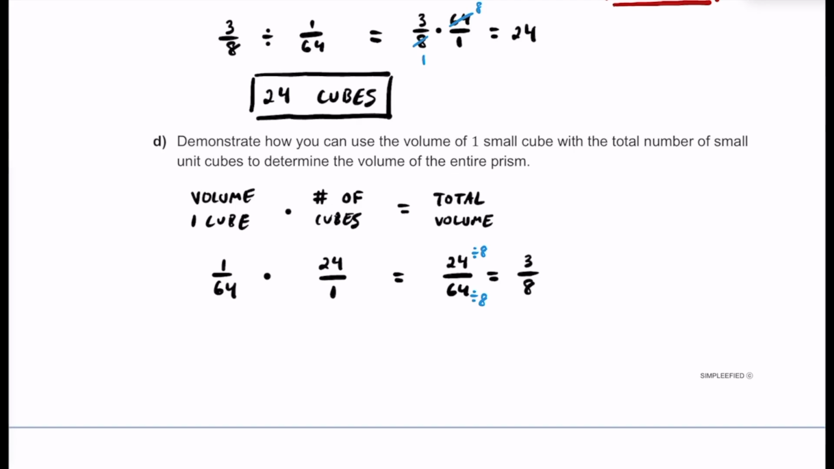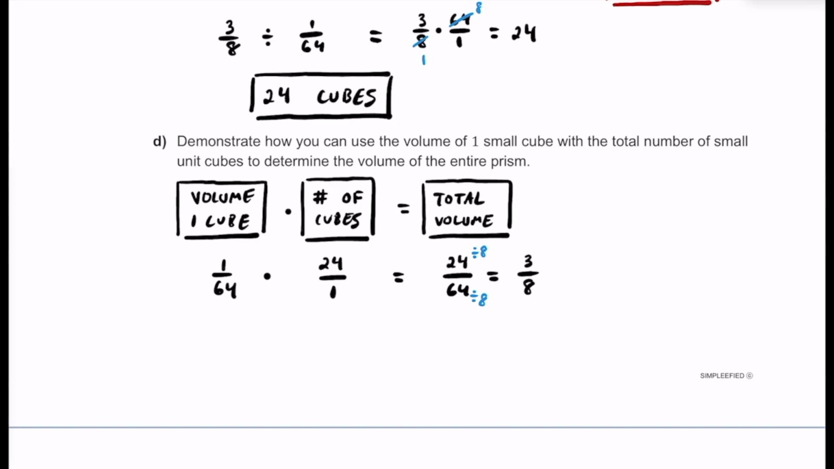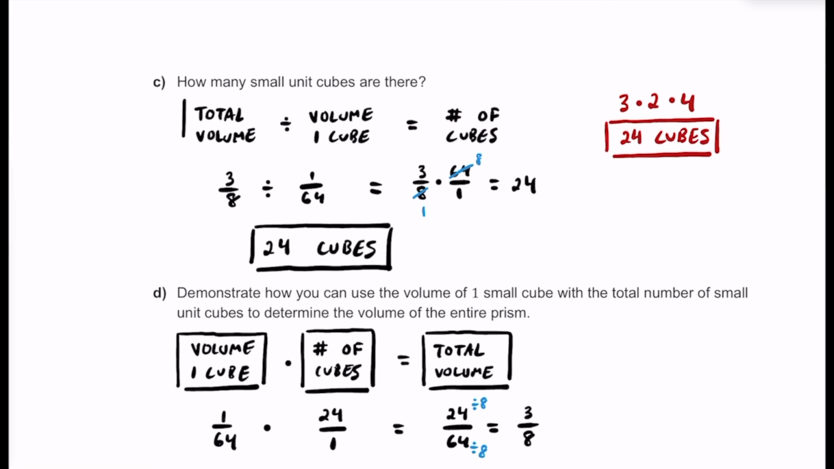So here we showed that we could still get the volume using the volume of one of these little cubes and multiplying that by how many cubes there are. And that resulted in what the volume was as well. So this is another way you could do that and link everything together. I'm actually going to go back here and box these two to hopefully make this a little bit more clear.